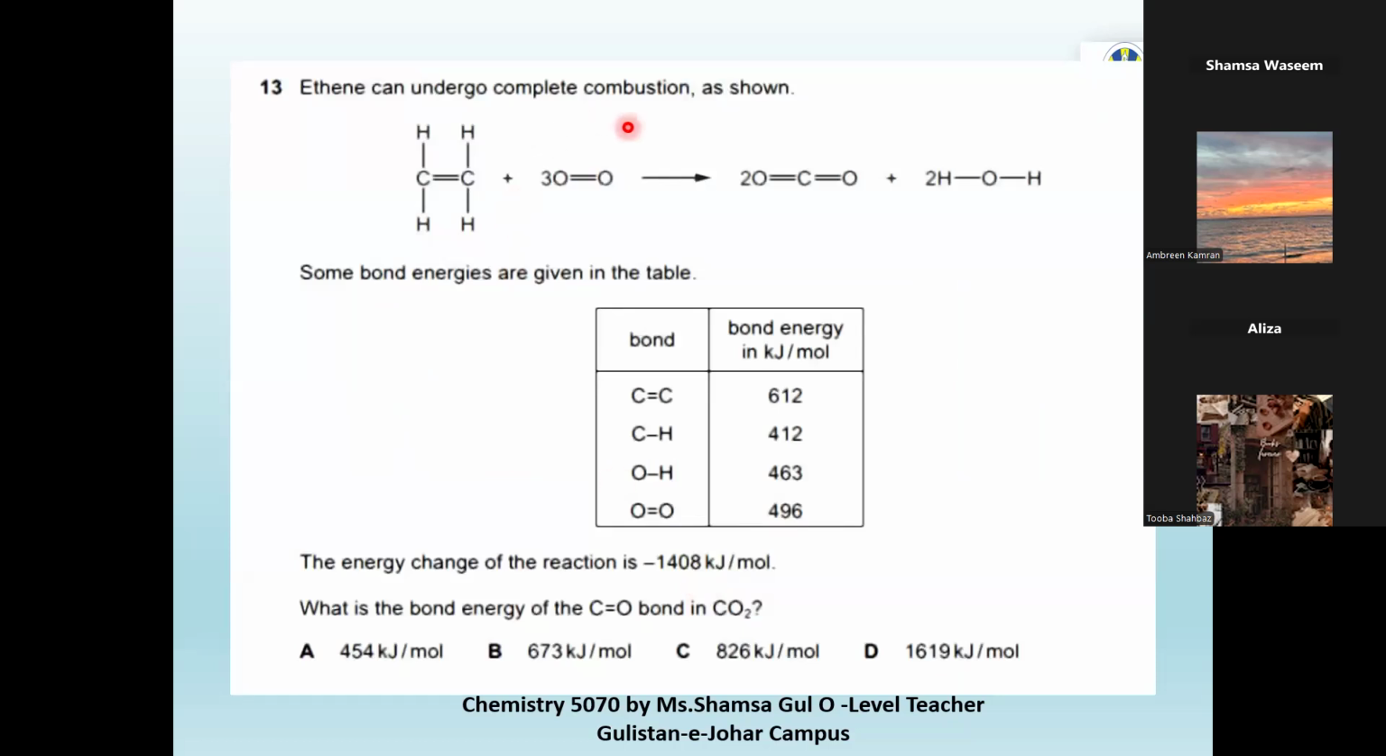Ethene can undergo complete combustion as shown. Some bond energies are given in the table. The energy change of the reaction is minus 1408. What is the bond energy of carbon double bond oxygen? Now they are asking us to calculate the bond energy of carbon double bond oxygen. Okay? So let's do this together.